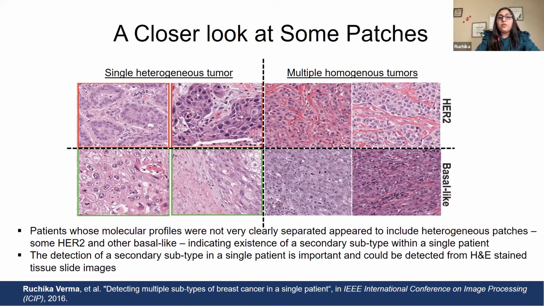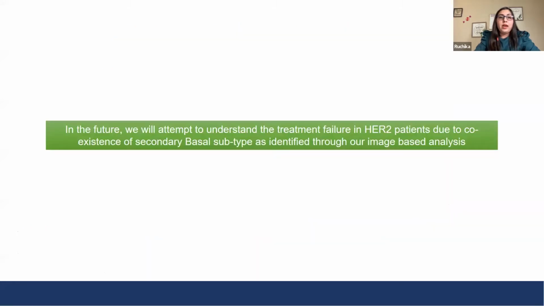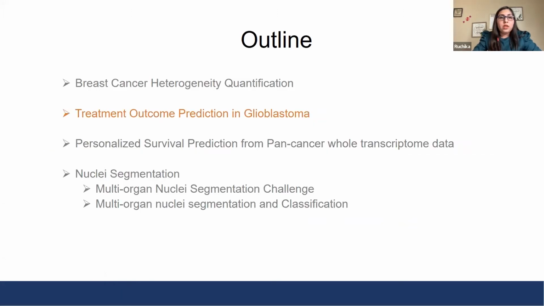So the detection of a secondary subtype in a single patient is important, and it could be detected using H&E stained images. And in the future, we are attempting to understand the treatment failure in HER2 patients due to coexistence of basal subtype, because we were able to do image-based analysis to identify these patients who showed coexistence of multiple subtypes in their whole slide images. Now I'll talk about my second project, which is treatment outcome prediction in glioblastoma.